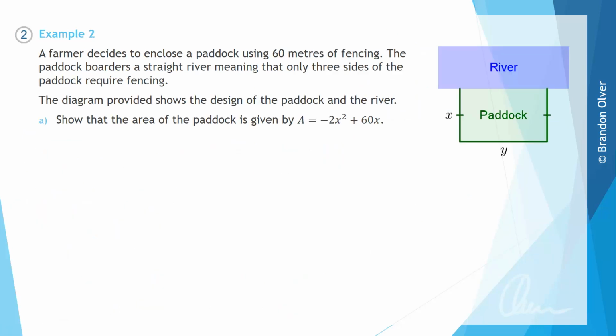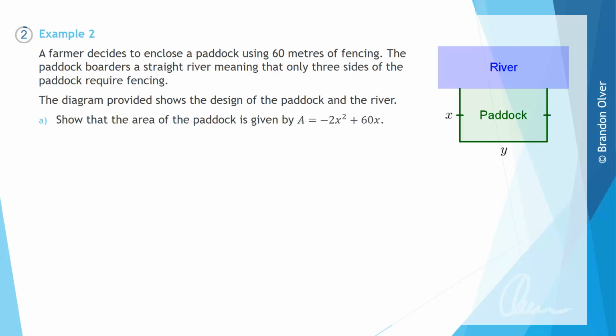For example 2, we have a farmer decides to enclose a paddock using 60 meters of fencing. The paddock borders a straight river, meaning that only 3 sides of the paddock require fencing. The diagram provided shows the design of the paddock and the river. So for part A, we need to show that the area of the paddock is given by the rule A equals negative 2x squared plus 60x.